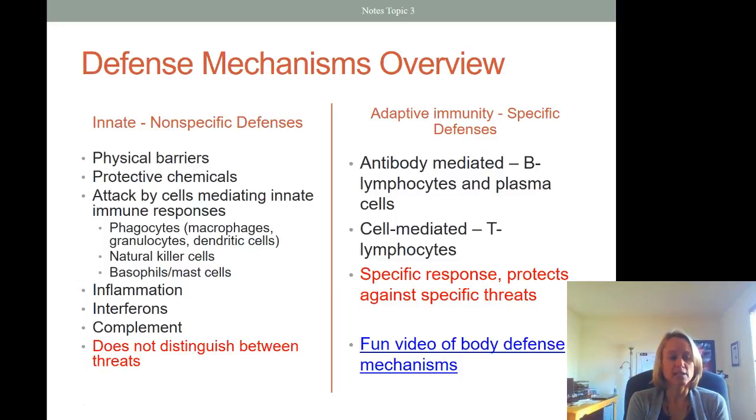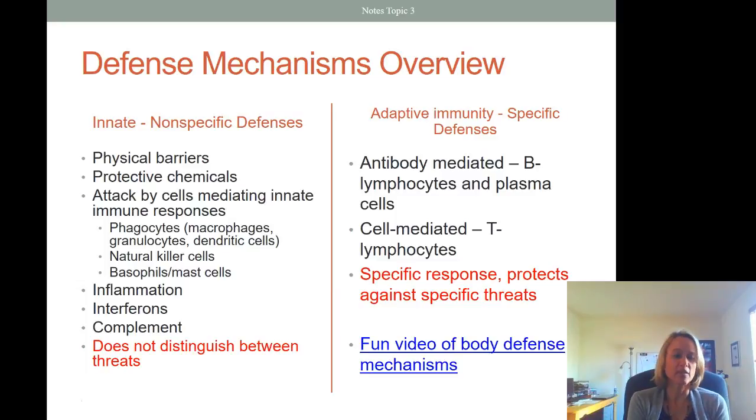So phagocytes, including macrophages, other granulocytes, and dendritic cells. Natural killer cells that act nonspecifically to destroy pathogens. And then we have basophils and mast cells. They can release chemical mediators such as histamine that result in inflammation. Inflammation is also a nonspecific defense, and we'll talk about that next.